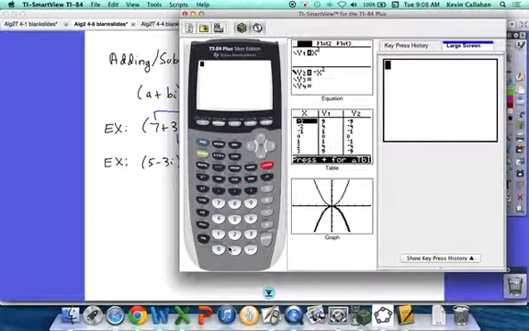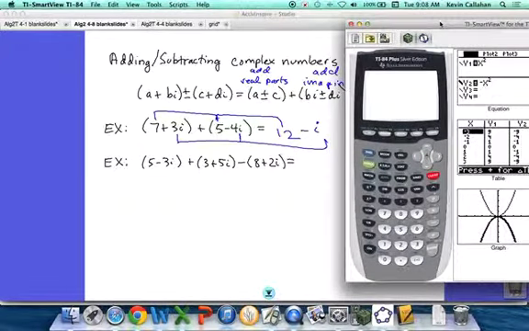So if I want to put this in the calculator, I can enter it just like it is. I'm going to use the parentheses even though it really doesn't matter for this particular problem, but let's just enter on the screen exactly what we see here. So that'll be parentheses, 7 plus 3, and now hit the second decimal point to bring up the i. Enter. And now we're going to go plus parentheses, 5 minus 4, second i, and parentheses. Hit enter.